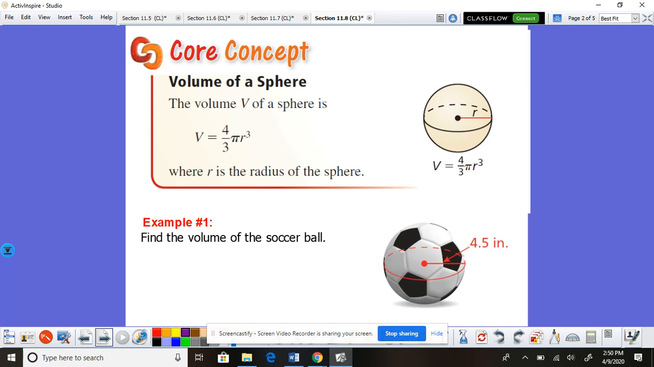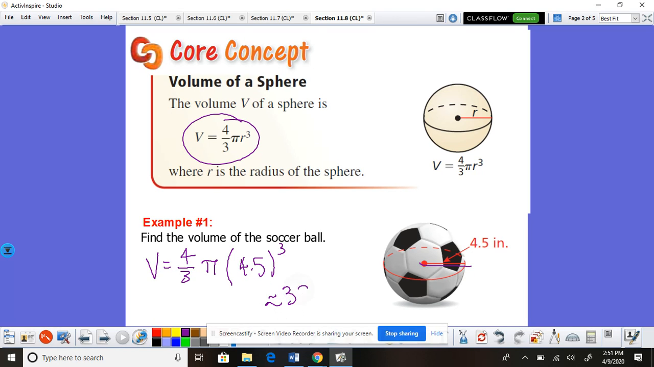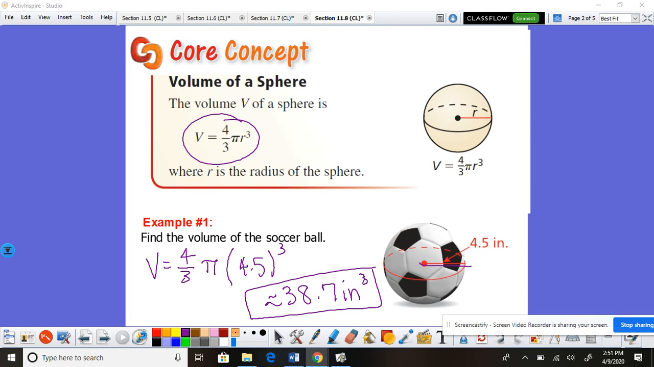All right, so the volume of a sphere is 4/3 pi r cubed. Not hard. All you need is the radius. So to find the volume of the soccer ball, it's just 4/3 times pi times 4.5, which is our radius, cubed. If you plug that all into your calculator, you get 381.7, and that would be in inches cubed.